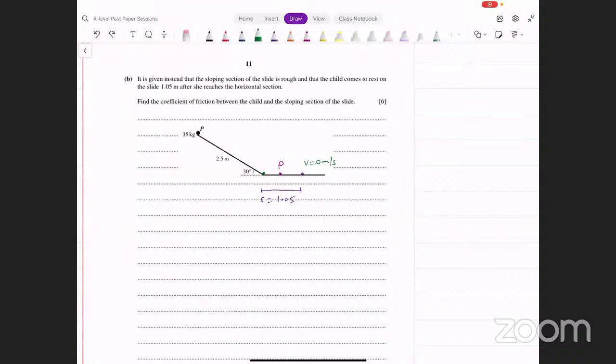I'm going to mark these points. Let's say this point is A, this point is B, and this point is C. I'm talking about the section BC first. I'm dealing with this section first. Section BC. Okay, what do we have in section BC?